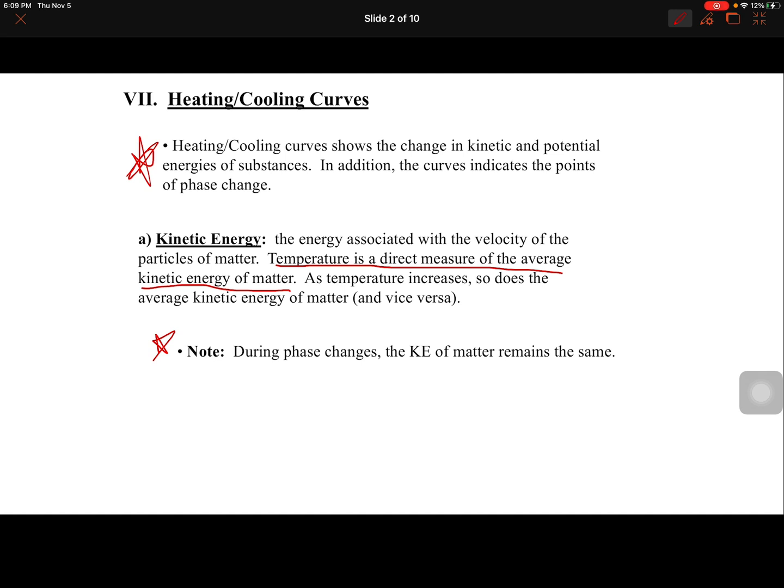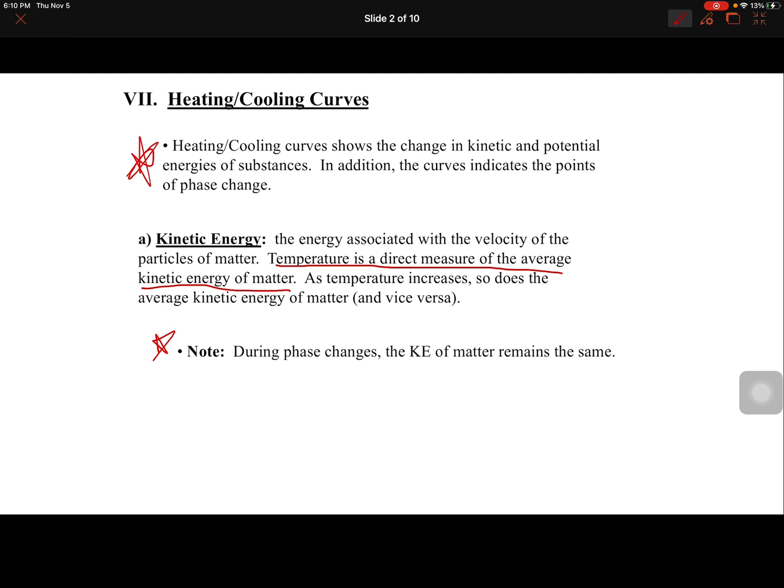So what's a phase change? A phase change is basically when your states of matter go from one to another. So for example, solid to liquid, that's melting. Liquid to gas, evaporation. Gas to liquid, that's condensation. And from liquid to solid, that is freezing.